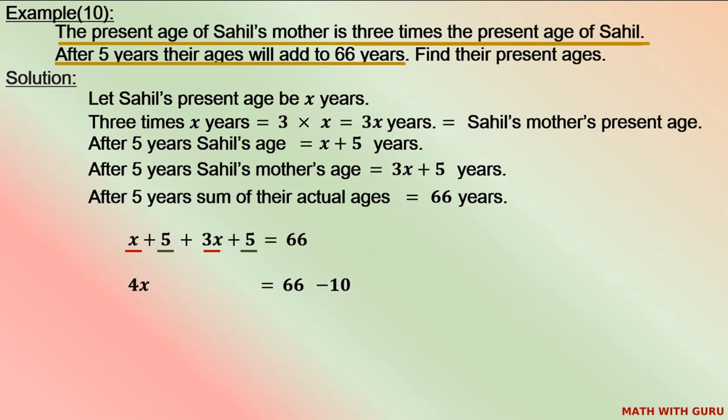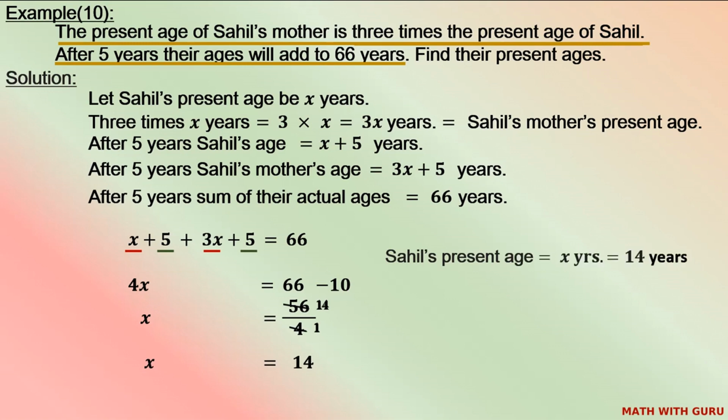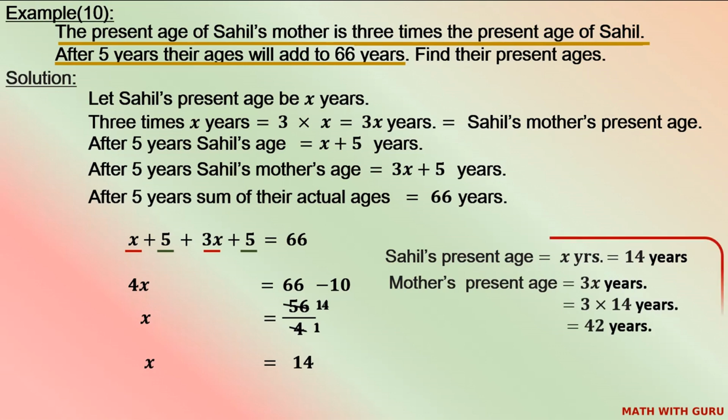Transpose plus 10 to the right hand side, it becomes negative. 4x equals 56. x equals 56 over 4. 4 ones are 4, 14 fours are 56. Therefore, x equals 14. Sahil's present age equals x years, that is equal to 14 years. Mother's present age is 3x years, that is 3 into 14 years. 3 into 14 is 42.